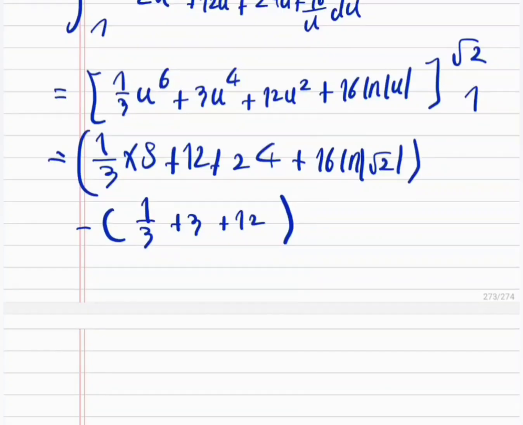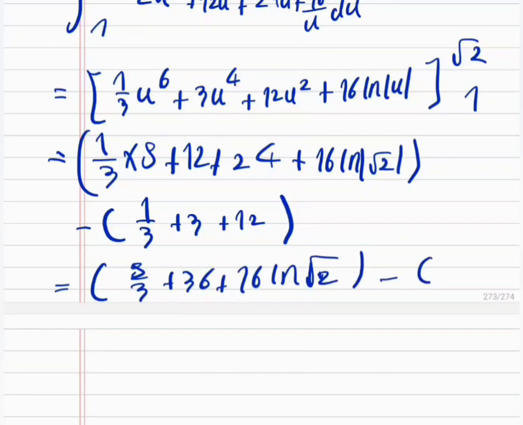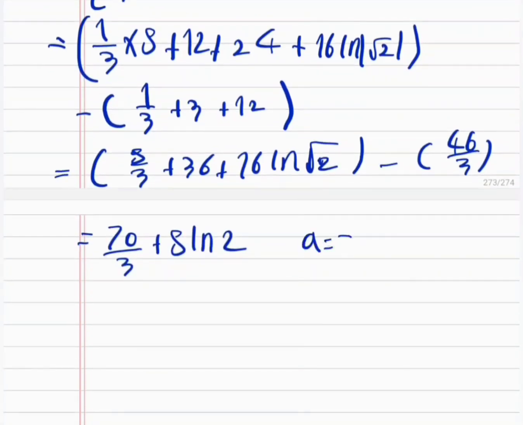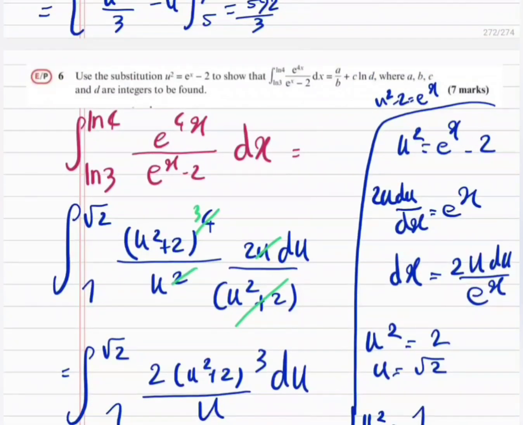Right, so once we simplify this, for the top we have 8 over 3 plus 36 plus 16 ln root 2, and here is just 40, and actually the bottom doesn't change. So we have 46 over 3 here, and now we'll get 70 over 3 plus 8 root 2. So A is 70, B is 3, C is equal to 8, and D is equal to 2, which satisfies the form that they want.